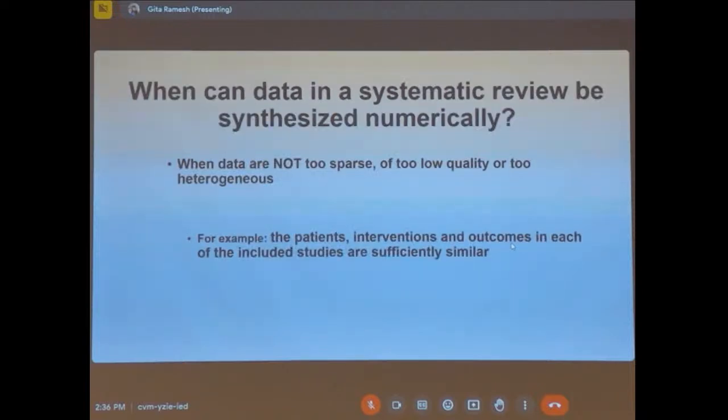When can you summarize the data which is synthesized numerically? When data are not too sparse, of too low quality, or too heterogeneous. In those cases where they are, you will not synthesize the data numerically. Like, for example, the patients, the interventions, and the outcome in each of the included studies are sufficiently similar. In those cases, you will use the data in a systematic review to synthesize it numerically.